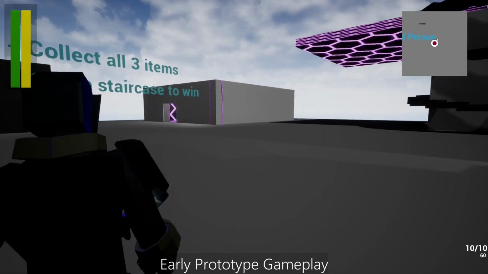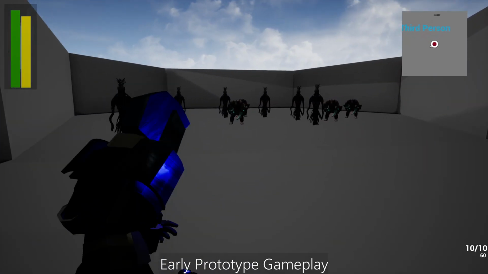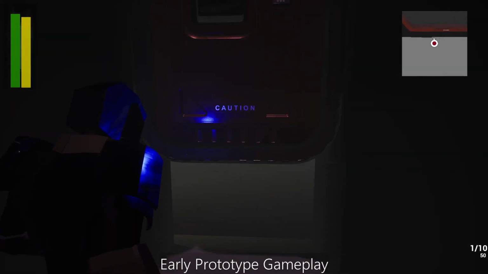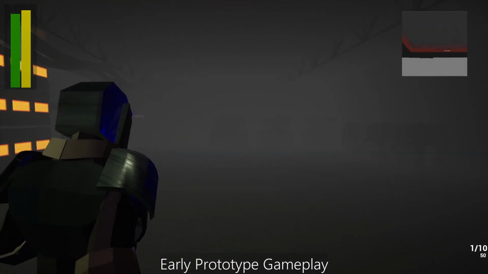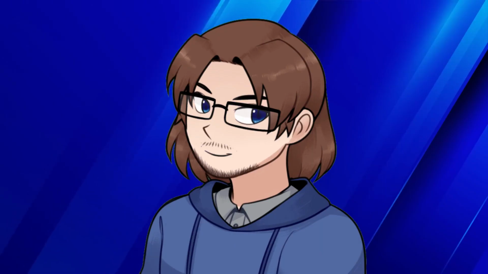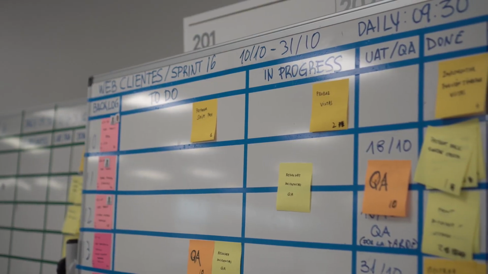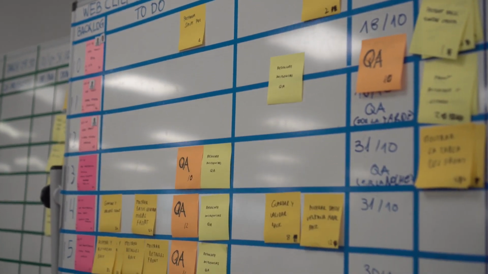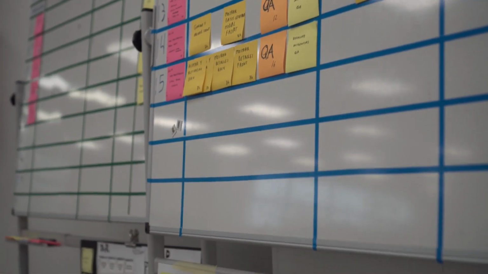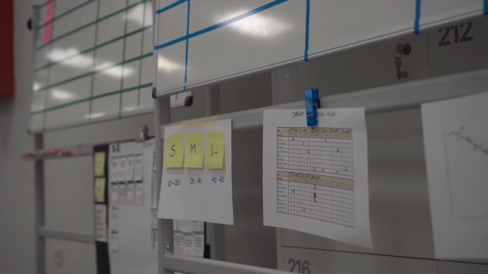This early prototype consisted of a testing level to work on the basic mechanics of the game and to get an idea of the aesthetic that we wanted for the final product. One of the first major challenges we faced was scheduling. We had to work in sprints. We would set goals at the start of the week, and by the end of the week, we would have to show if we've completed those goals or not.